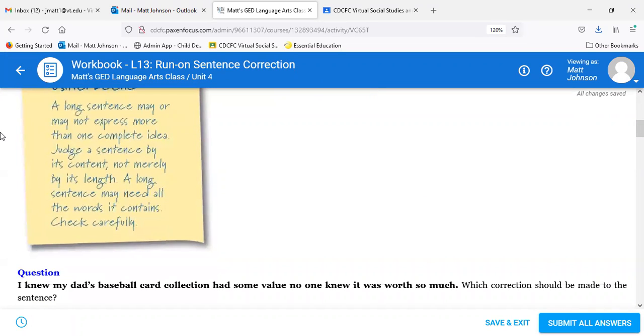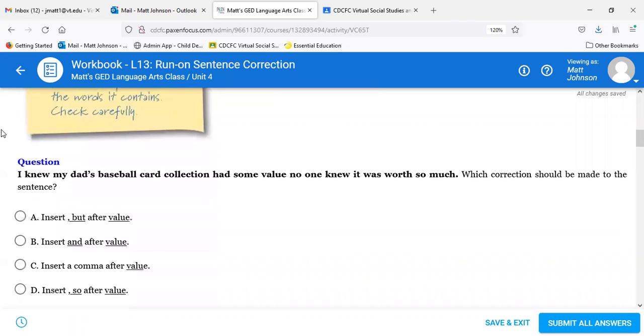Okay, here we go again. So question 1, let's go back to Grace. I knew my dad's baseball card collection had some value. No one knew it was worth so much. Which correction should be made to the sentence? A, insert comma but after value. B, insert and after value. C, insert a comma after value. And D, insert comma so after value.